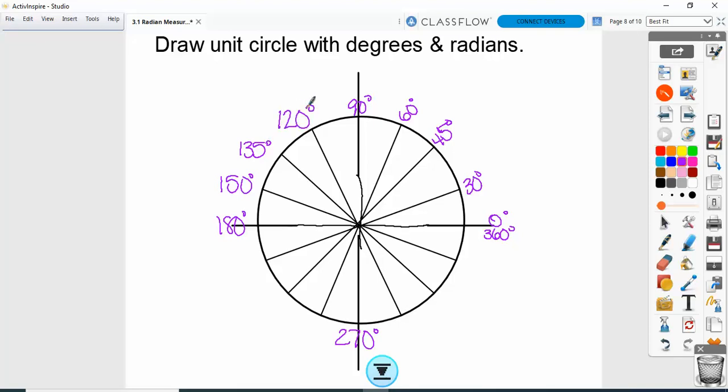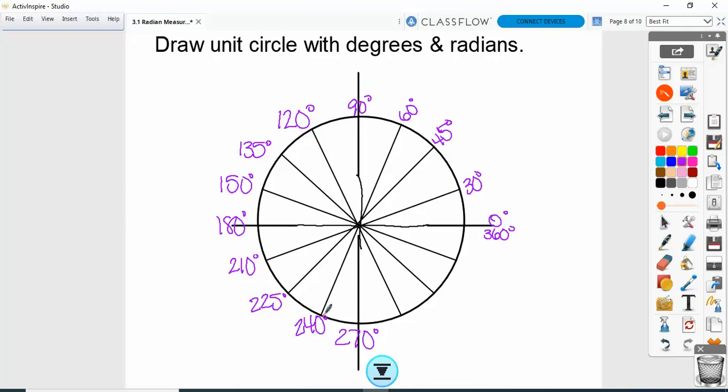All right, what do I do for the third quadrant? Add. So 180 plus 30, 210. 180 plus 45, 225. 180 plus 60 is 240.